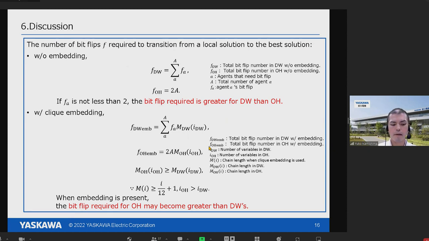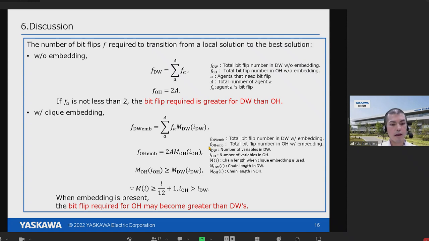Now we'll discuss the number of bit flips required to transition from a local solution to the best solution. Without embedding, domain wall encoding requires FA flips for each agent. The agent in this case is the number of vehicles. When we see the one-hot encoding, it just requires two flips per agent. So if FA is not less than two, the bit flip required is greater for domain wall encoding than one-hot encoding. It can be imagined that for problems that require many discrete expressions, one-hot encoding will be easier to search.